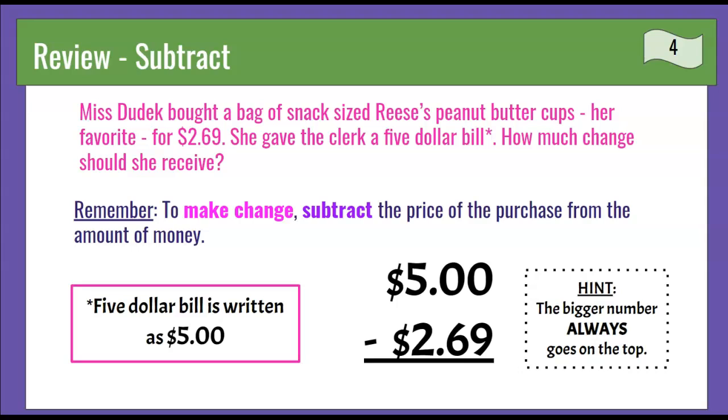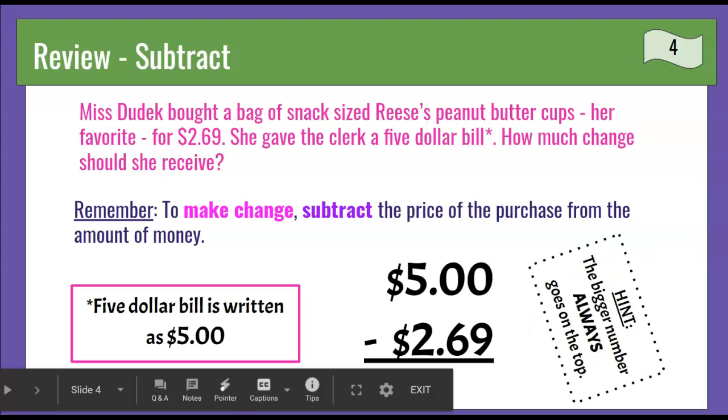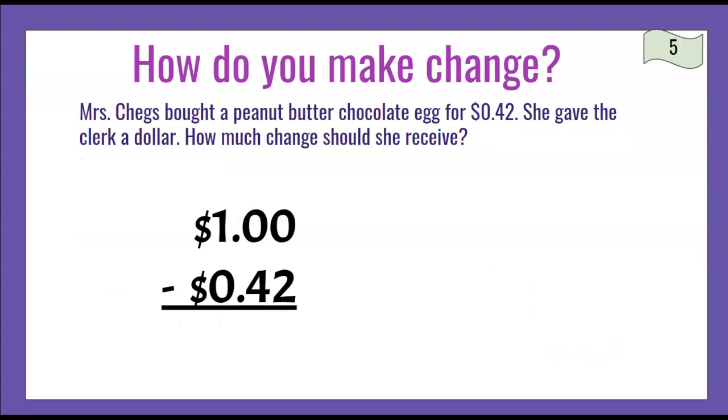Let's pretend that Miss Dudek bought a bag of snack-size Reese's peanut butter cups, her favorite, for $2.69. She gave the clerk a $5 bill. How much change should she receive? Remember, to make change, we have to subtract the price of the purchase from the amount of money. And that means that the bigger number always goes on top. Remember, a $5 bill is written as $5.00. So how do you make change?